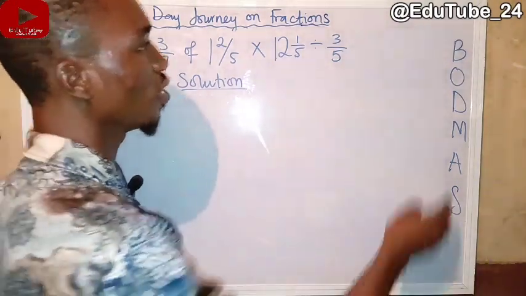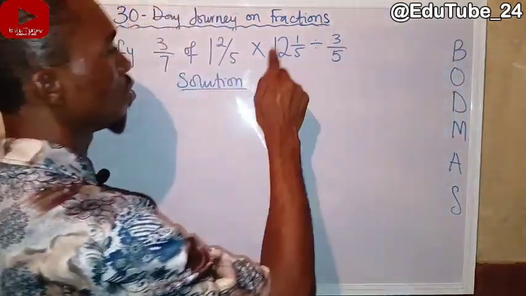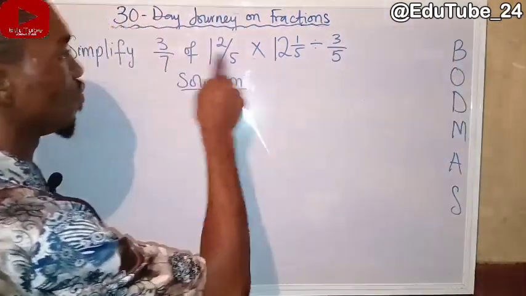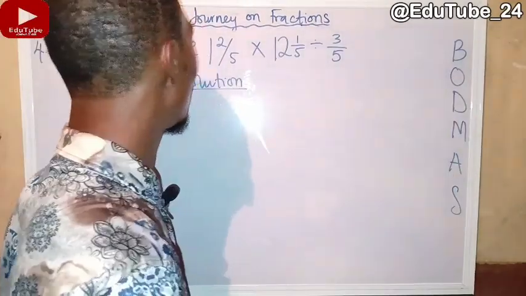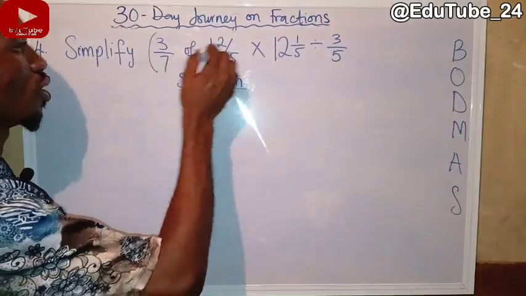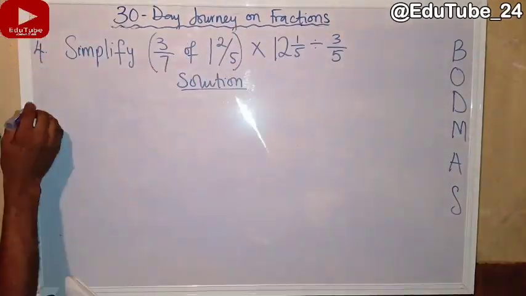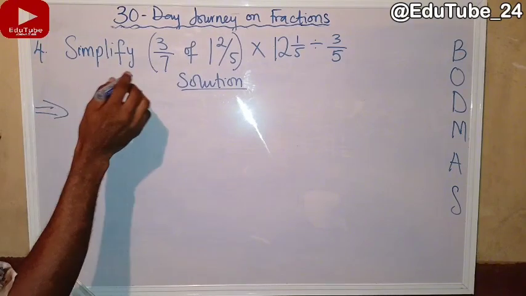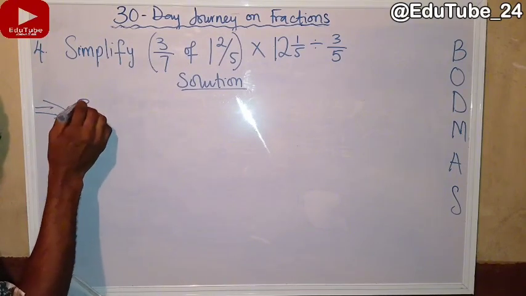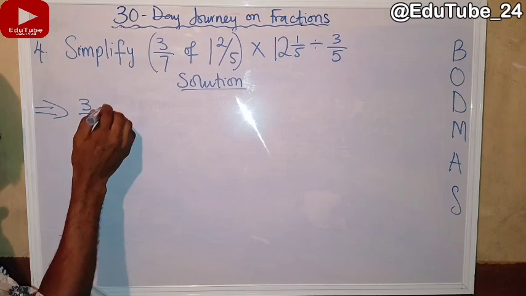So we go to the BODMAS. BODMAS says bracket comes before of. We don't have bracket, but we have of. So we're starting with of. Don't forget. So I'm going to bracket out this of, and then I'm going to deploy it here in my solution space. So I'm going to write 3/7 of.